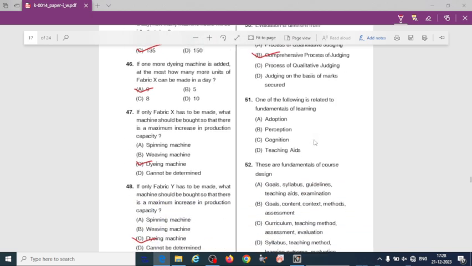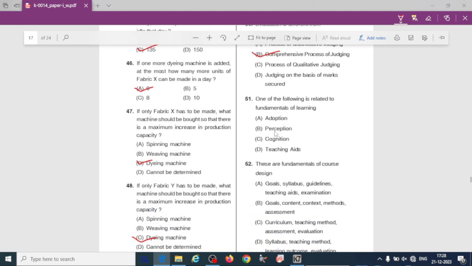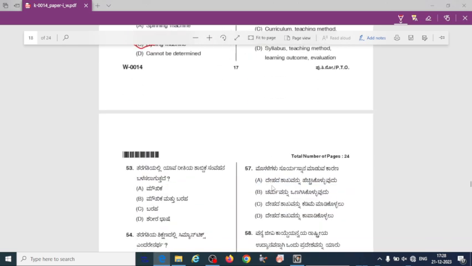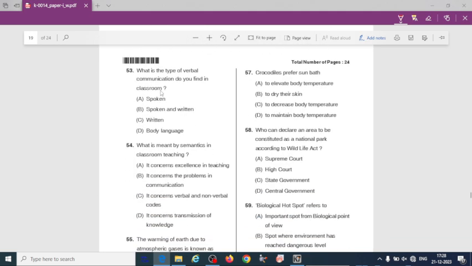One of the following is related to fundamentals of learning: adoption, perception, cognition, teaching aids. 51. Option C. Cognition. These are fundamentals of course design. 52. Option B. Goal, content, context, methods, assessment. What type of verbal communication do you find in the classroom? Spoken, written. 53. B. Spoken, written.